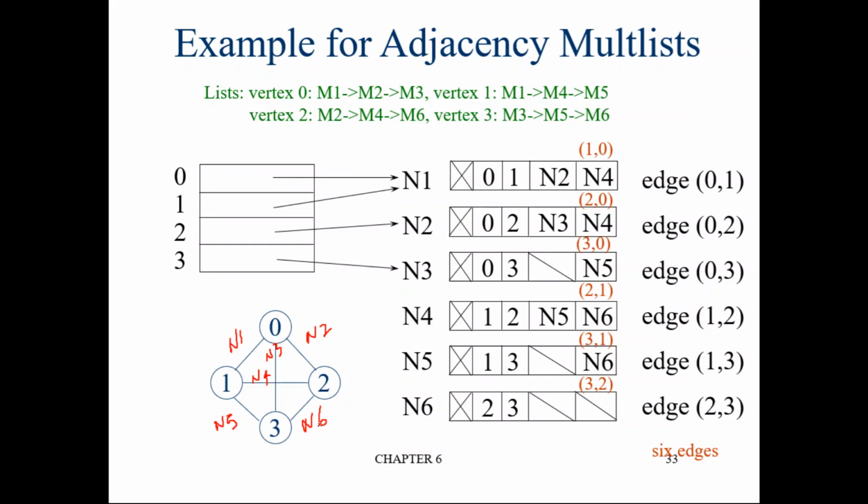Now the first location just says whether the edge is visited or not, something like that. We are not bothered about this, so we leave this blank. The next two locations represent what edge it is. So N1 is 0 to 1, N2 is 0 to 2, N3 is 0 to 3, N4 is the edge between vertex 1 and 2, N5 is the edge between vertex 1 and 3, N6 is the edge between vertex 2 and 3.